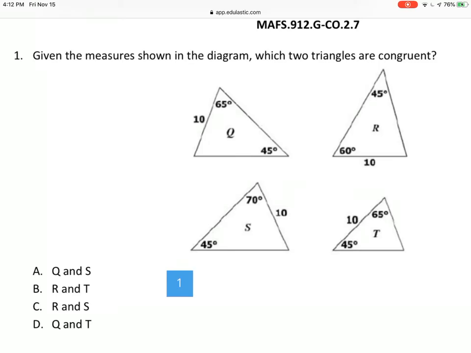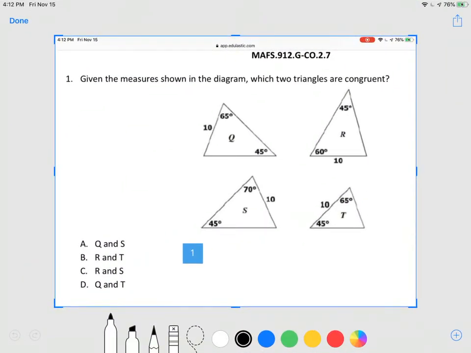Okay, so you have to check all pairs of triangles to check for their congruence. So let's look at this first triangle. This first triangle up here, let's call it triangle 1. This will be 2, 3, and 4.